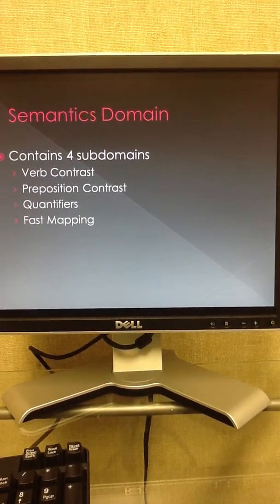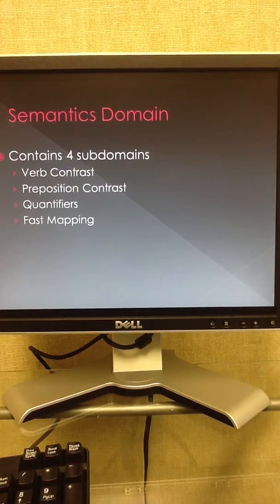The third domain under the DELV is the semantics domain, and this contains 4 subdomains: verb contrast, preposition contrast, quantifiers, and fast mapping. This domain assesses the child's vocabulary organization and ability to contrast verbs and prepositions under the verb contrast and preposition contrast, and understand quantifiers and learn new meanings from sentence context, which is the fast mapping.